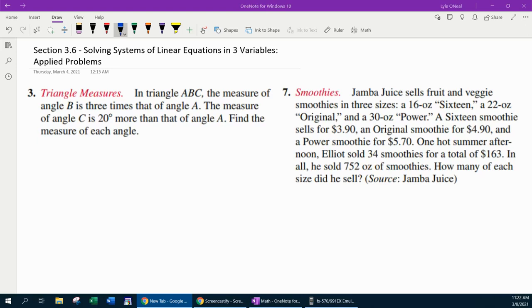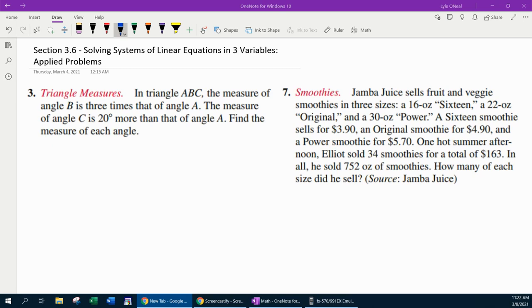Hello and welcome to our lesson on solving systems of linear equations in three variables. This section is going to focus on applied problems, aka word problems. And our main goal in this lesson is to help you see how to translate English to math, how to set up the system of equations from the word problem.